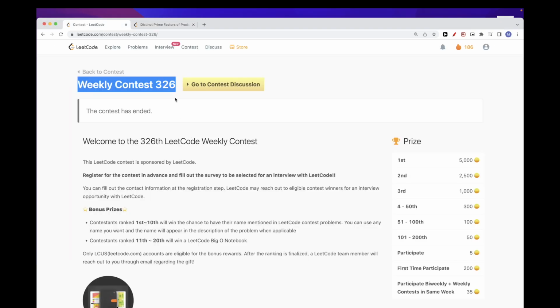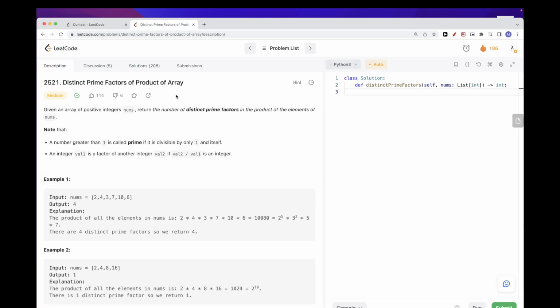Hello, so today we are going to continue on weekly contest 326, which is this week's contest. So we get an array of positive integers, and we want to return the number of distinct prime factors of the product of the elements of the array, right?